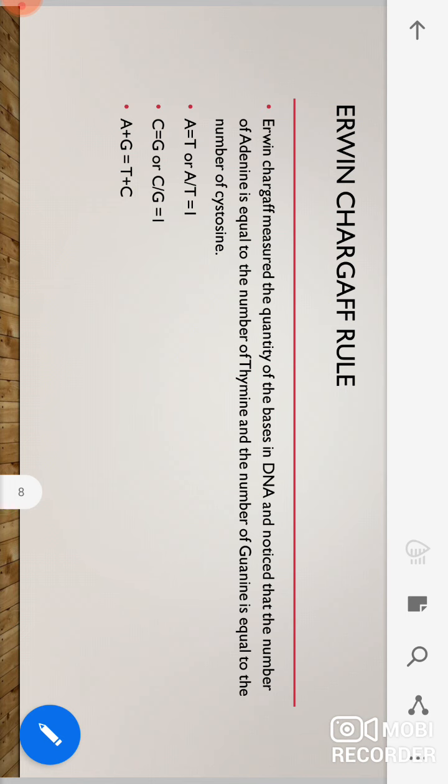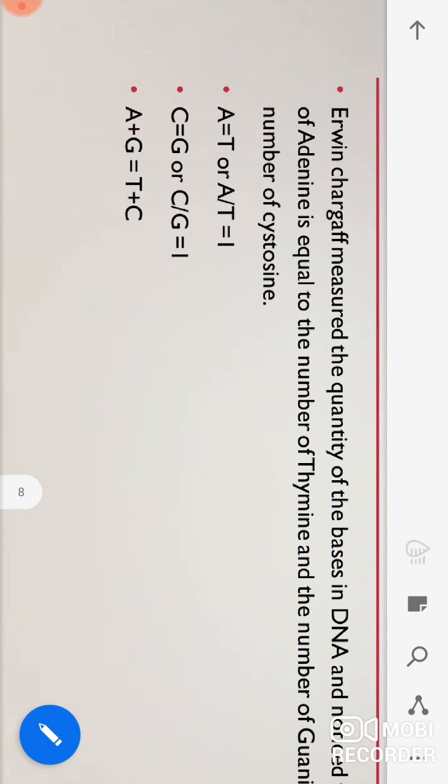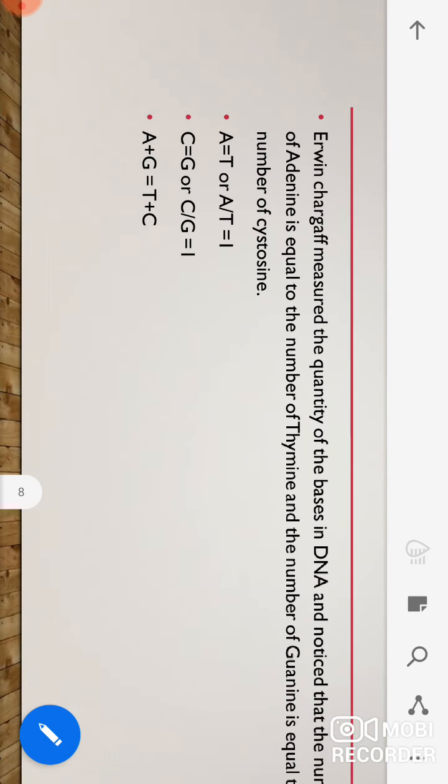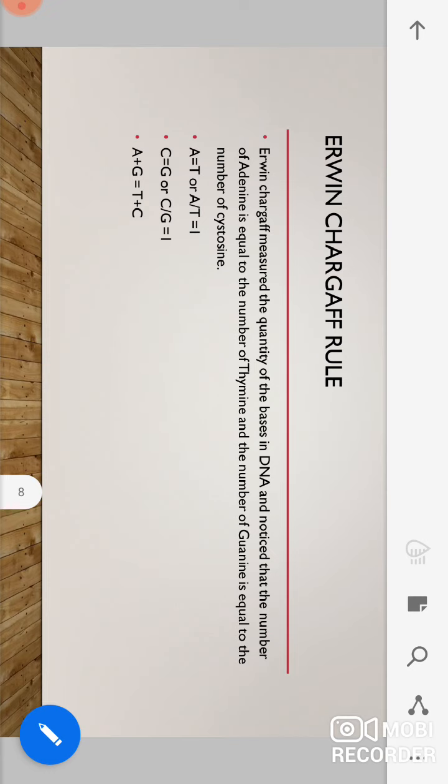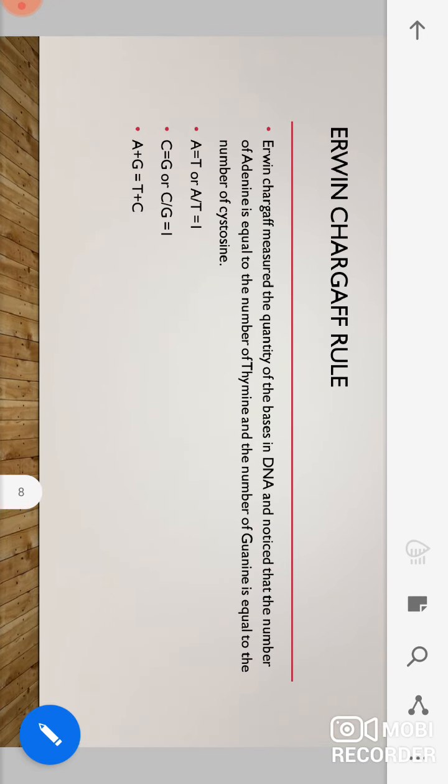So if we see here, adenine pairs with thymine by double bond, and guanine pairs with cytosine by triple bond. It is a very important note, so you can make a note if you have some space. This is a measurable quantity. A is equal to T, or A divided by T is equal to 1, or C is equal to G, or C by G is equal to 1. So A plus G is equal to T plus C.